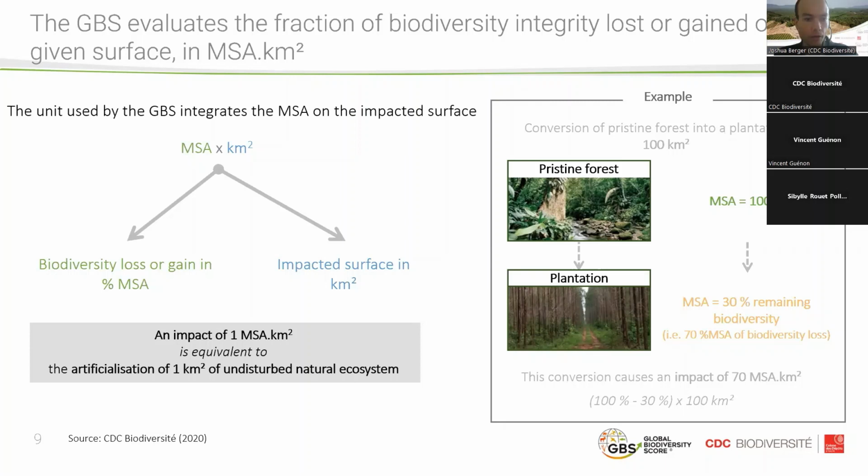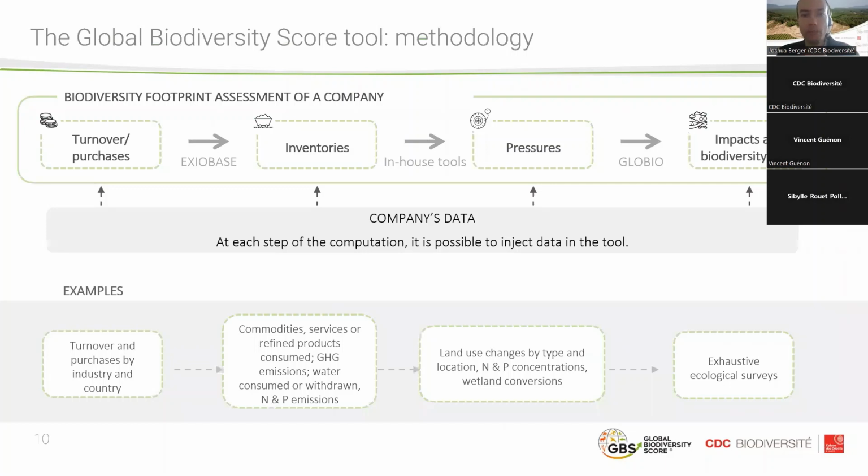On the next slide, so those two slides were about the metric, the MSA. Now about the tool, so the Global Biodiversity Score tool, the GBS. On this chart, you see at the top the methodological framework, and at the bottom examples of data that we can use. So if we start on the top right, that's what we want to assess, the impacts on biodiversity and the biodiversity state. And so at the bottom right, you see that we could use exhaustive ecological surveys to measure that, but that's usually very costly and technically difficult. So that's more accurate, but that's less feasible.